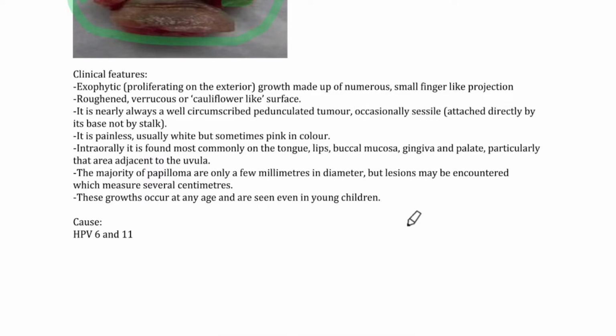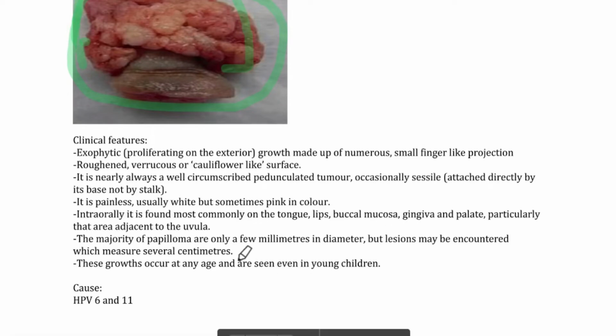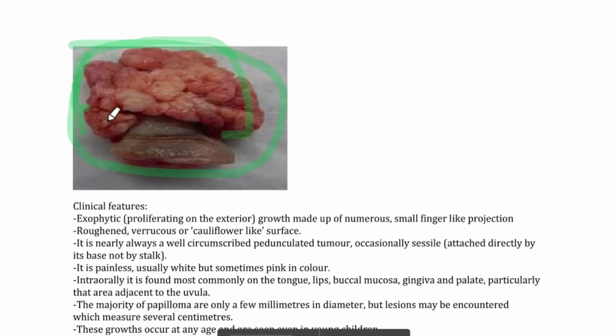It is nearly always a well circumscribed pedunculated tumor, occasionally sessile. Now what do you mean by pedunculated and sessile? It means it has a stalk which is attaching this particular lesion to the epithelium. That is called pedunculated, and it is occasionally sessile. Sometimes, that is very rare, when it is attached directly by the base of the lesion to the epithelium and not by the stalk.